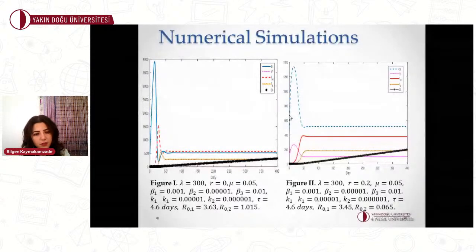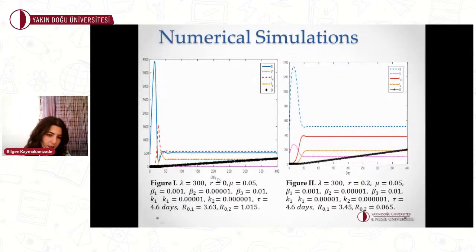If we check these simulations here, in figure 1, we assume that there is no vaccine. If we don't have a vaccine, we have a pandemic, and the R naught value is around 3.63. So it means that one person can infect 3 persons. And we have death.